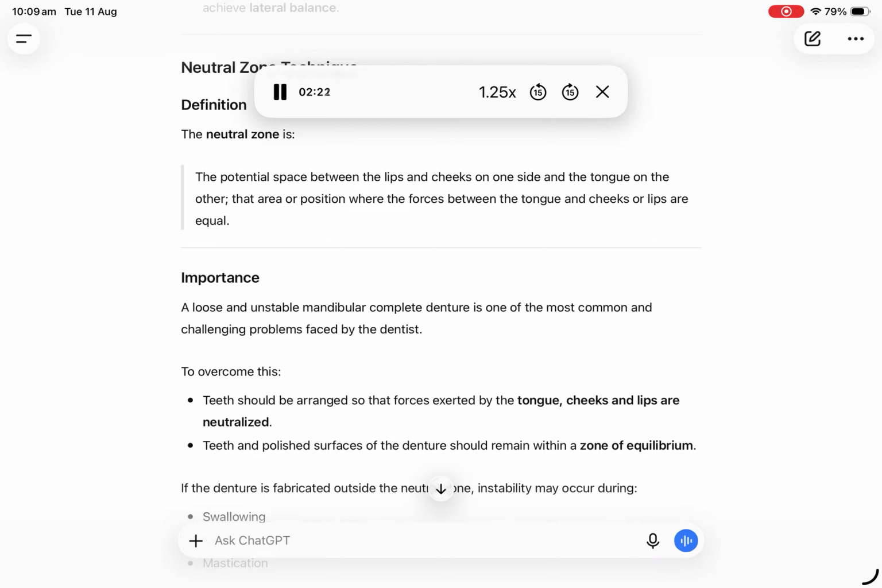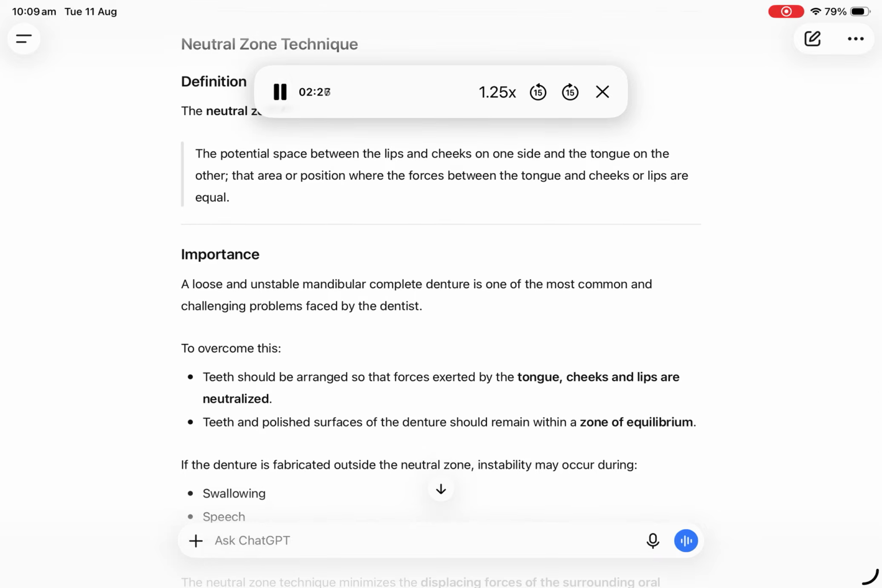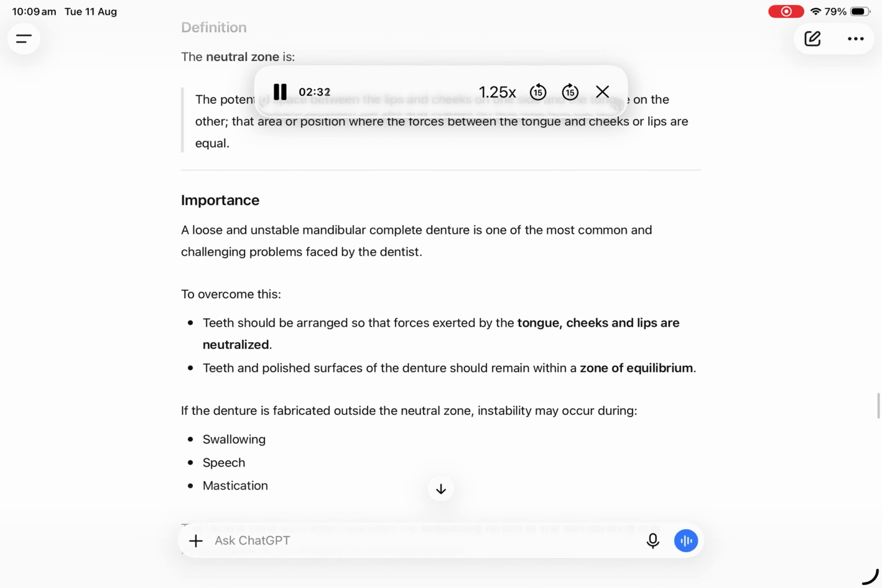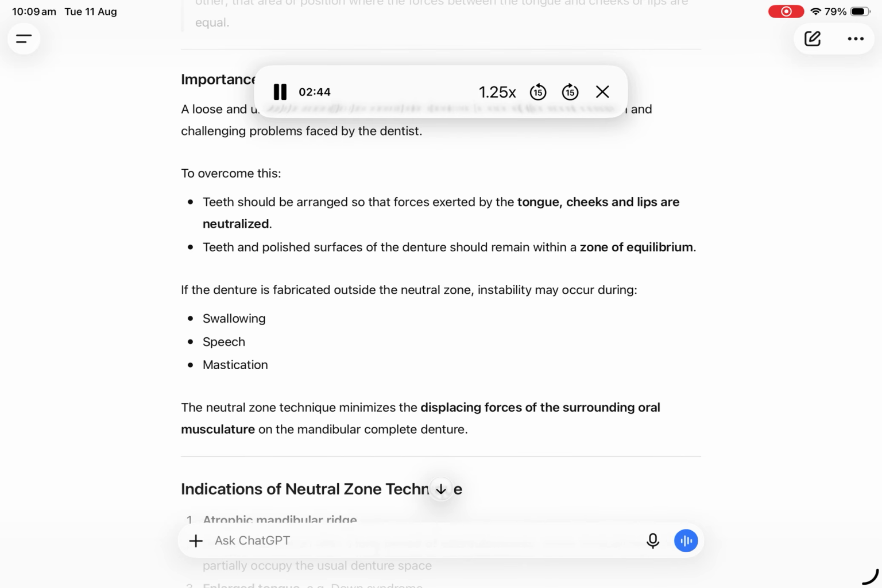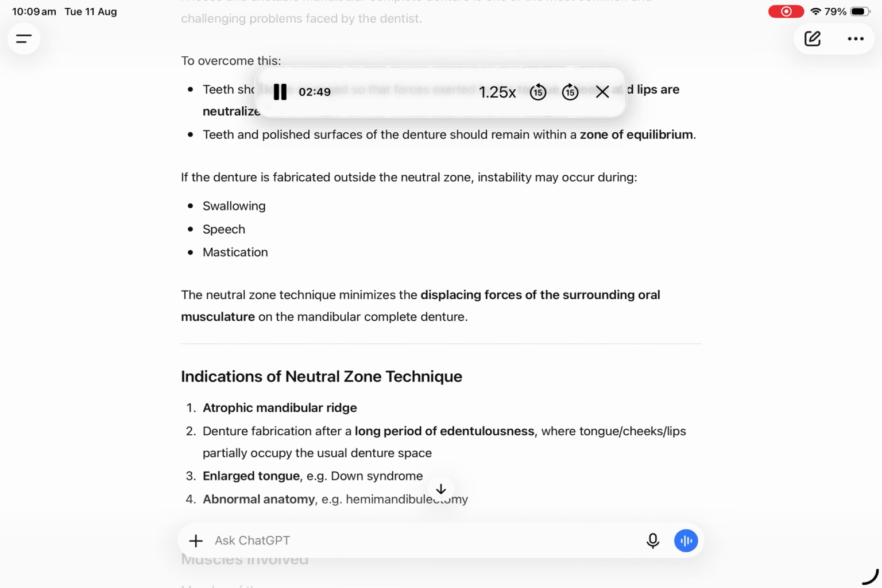Importance. A loose and unstable mandibular complete denture is one of the most common and challenging problems faced by the dentist. To overcome this, teeth should be arranged so that forces exerted by the tongue, cheeks, and lips are neutralized. Teeth and polished surfaces of the denture should remain within a zone of equilibrium. If the denture is fabricated outside the neutral zone, instability may occur during swallowing, speech, and mastication. The neutral zone technique minimizes the displacing forces of the surrounding oral musculature on the mandibular complete denture.